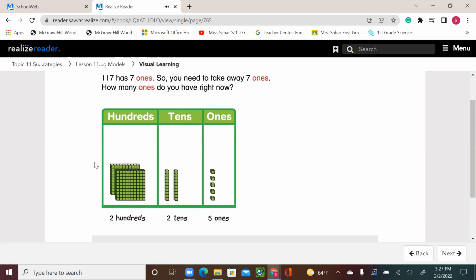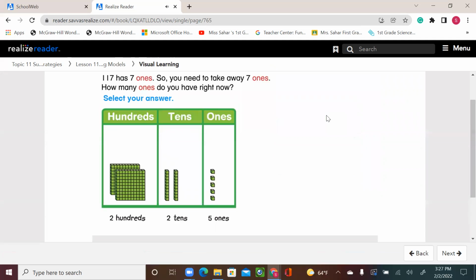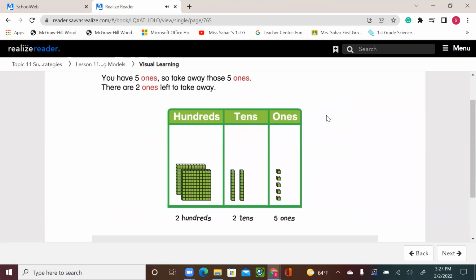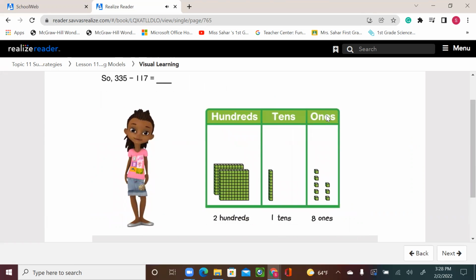How many ones do you have right now? Select your answer. As we see, this is a chart. We have the hundreds, the tens, and the ones, and we only have 5 ones. You have 5 ones, so take away those 5 ones. There are 2 ones left to take away. Regroup 1 ten as 10 ones. Then take away the remaining 2 ones. So 335 minus 117 equals 218.